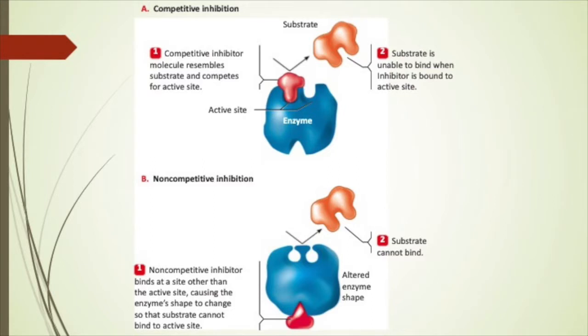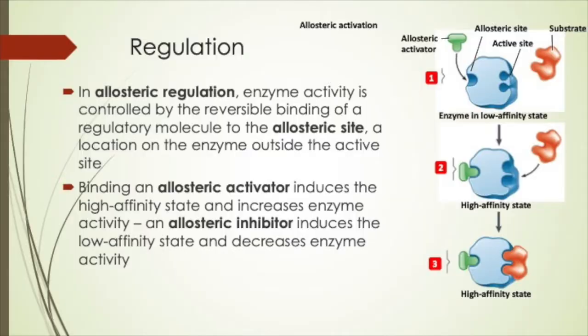Okay, so we can see here competitive inhibition that actually goes directly to the active site, and then non-competitive inhibition that goes in another place that can affect the way the active site is formed. Another thing that can affect enzyme activity is regulation.